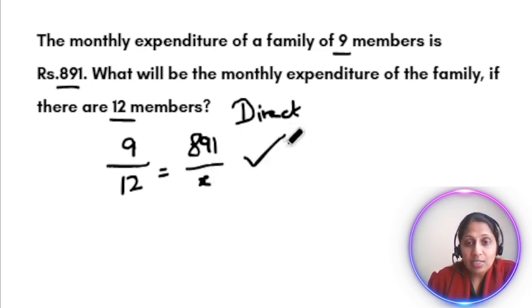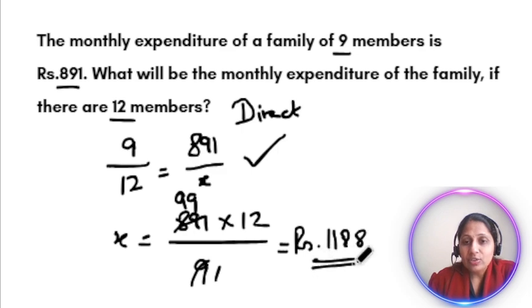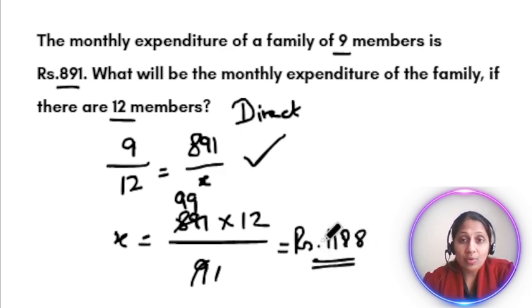So we set up the equation now. Now x will be equal to 891 times 12 divided by 9. So cancel it. This is 99 times. So 12 times 99 gives you 1188. So this is the answer for our very first problem, which is on directly related.